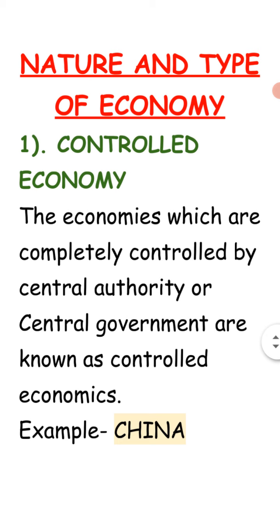So, dear students, if we talk about the types of economy, then you will see that there are three types of economy. The very first one is the controlled economy. इस इकोनॉमी को हम सेंट्रली प्लान्ड इकोनॉमी भी बोल सकते हैं. And what are these types of economies? These economies are completely controlled by a central authority. एक सेंट्रल अथॉरिटी या सेंट्रल गवर्नमेंट होती है जो completely हर एक इकोनॉमिक aspect को रेगुलेट और कंट्रोल करती है. If we talk about examples of the controlled or centrally planned economy, then China, Russia and North Korea are some examples.